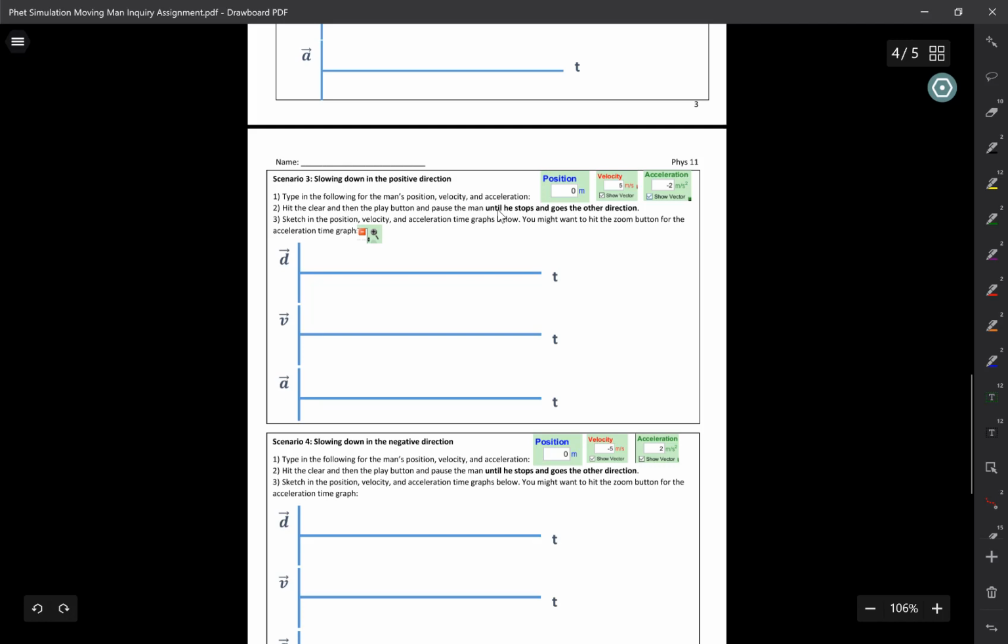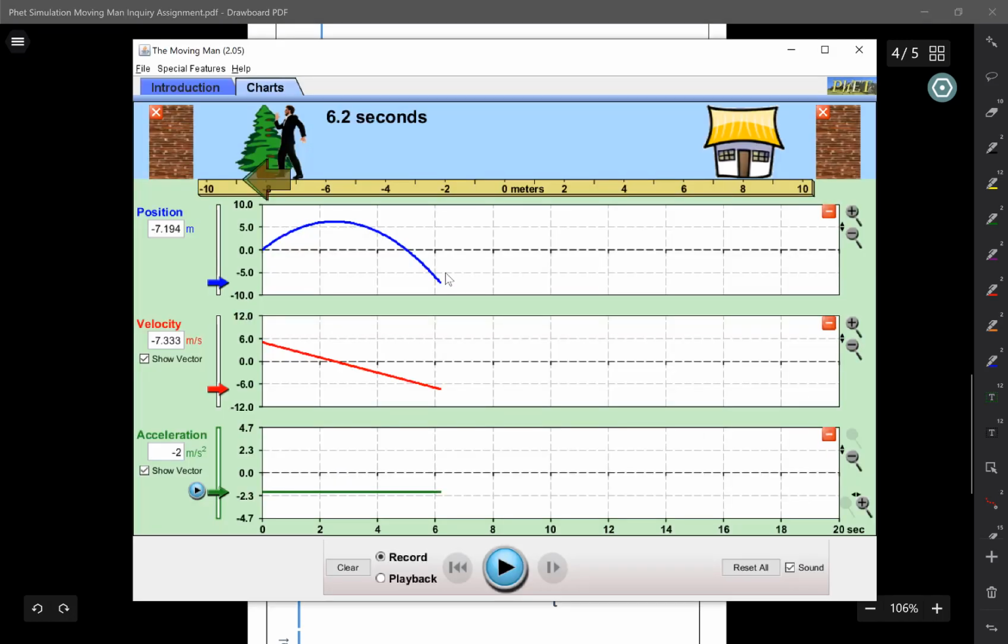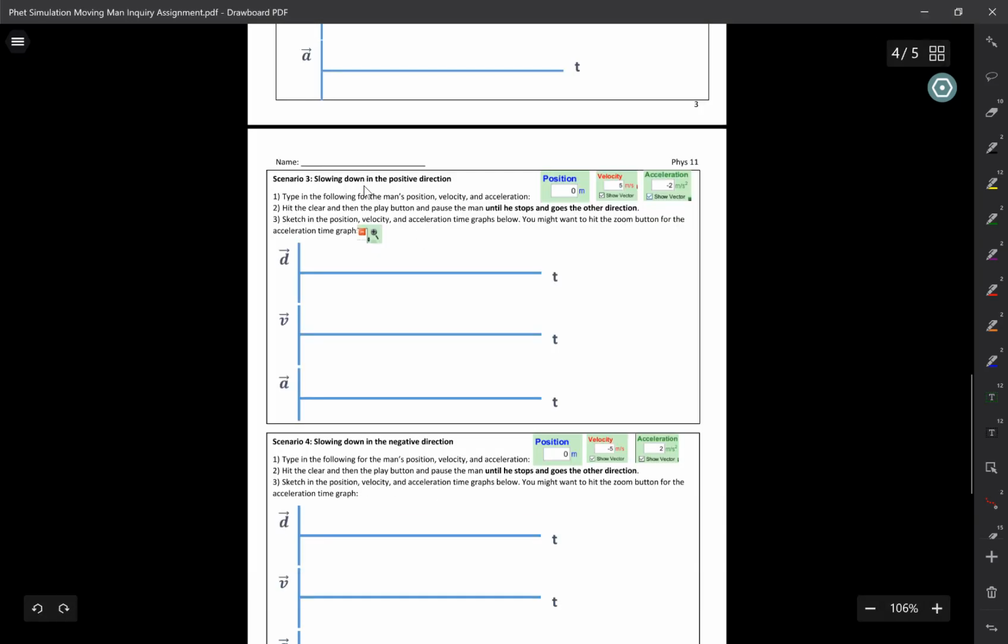And that's why I want you to stop it until he stops and goes in the other direction. This second part is not slowing down, of course, it's speeding up, which is why I want you to pause it there. But you're welcome to draw it in your graph, write a note to yourself for future reference. Okay, let's move on.